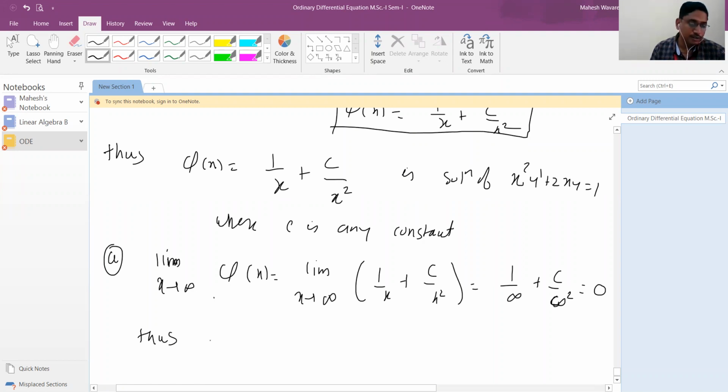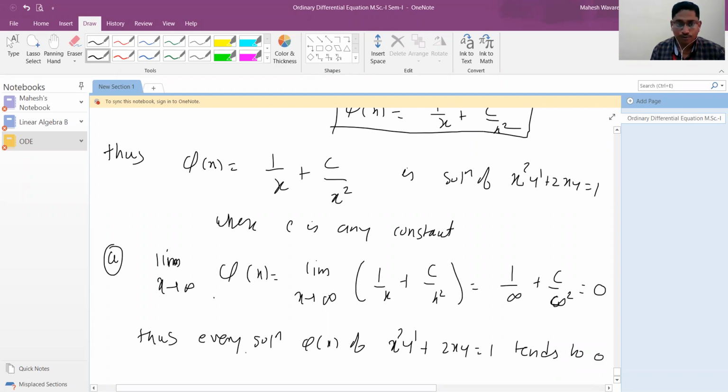Thus in part A, because of the constant c, every solution phi of x of the given differential equation tends to 0 as x tends to infinity. This was part A.